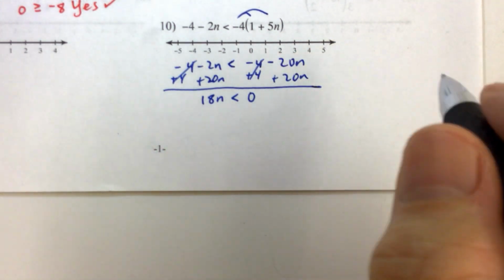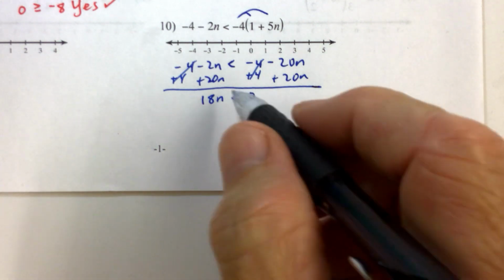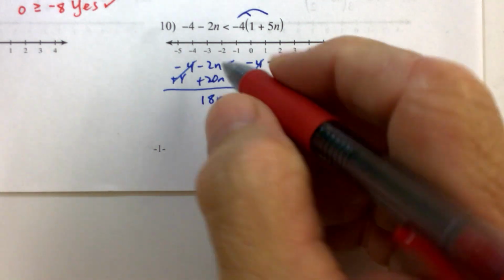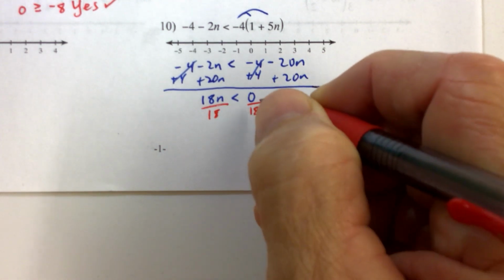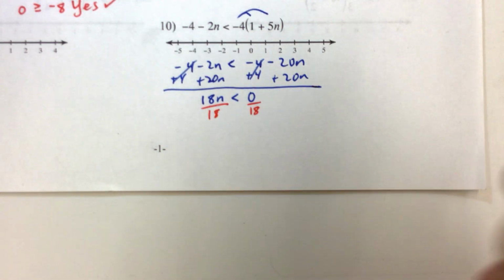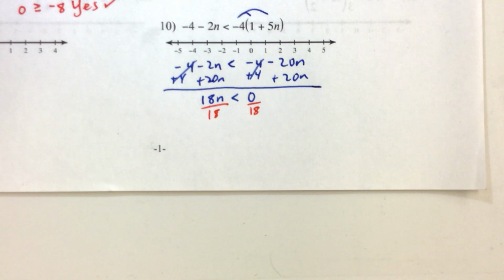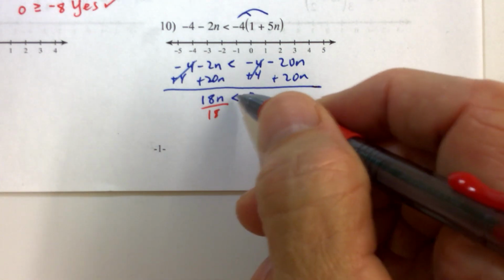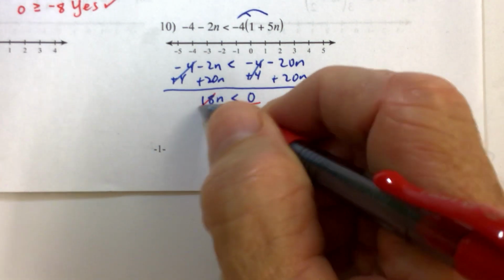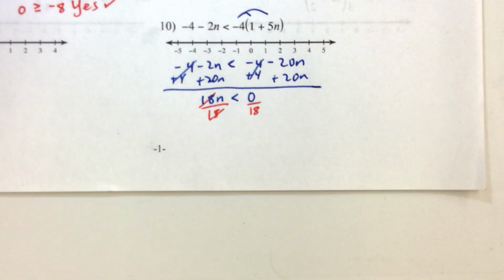So I'm glad we're doing this one also, because although it looks a little different, the work required is no different. So don't overthink things too much here. The 18n, 18 times something has to be less than 0. So to isolate the variable, that's always our goal: simplify both sides, choose sides, isolate the variable.